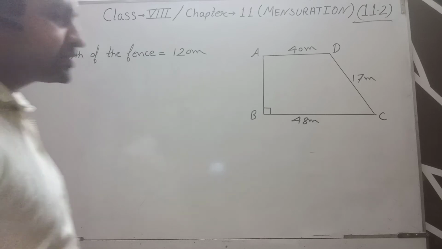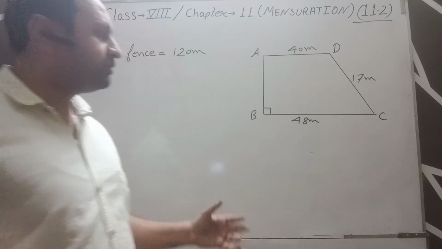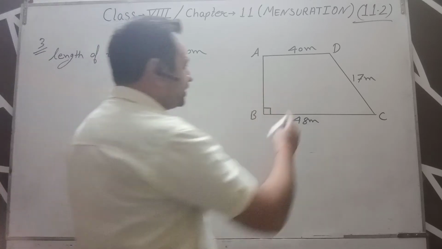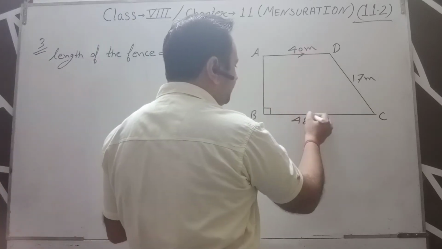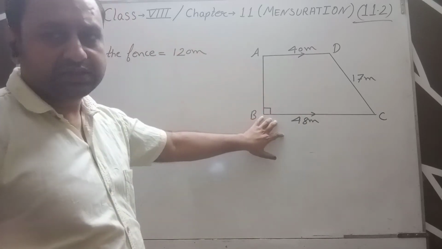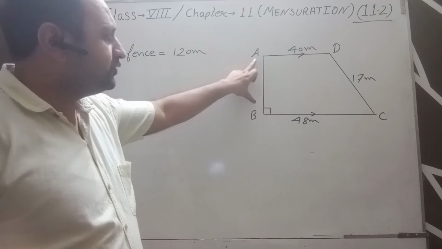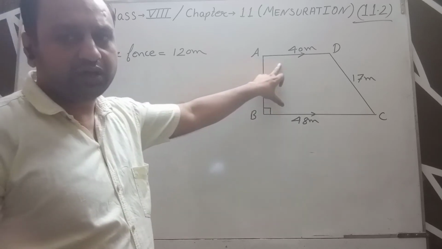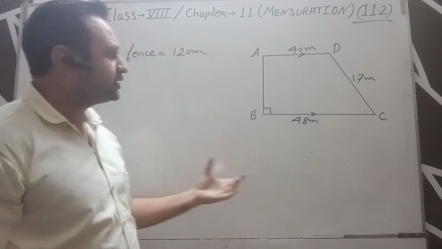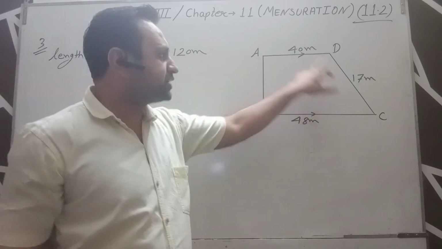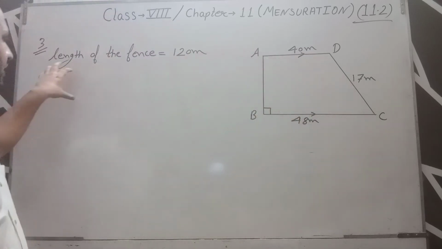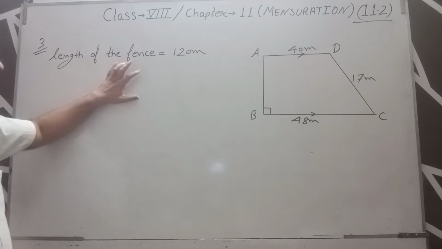Okay, students. Now we discuss question number 3. In question number 3, a figure of a trapezium is given. It means AD and BC both are parallel, and AB is perpendicular to BC. It is also given. It means we can say that AB is the height of the trapezium. We have to find its area, and it is also given that these three sides are 48 meter, 17 meter and 40 meter respectively, and the length of the fence is 120 meter.